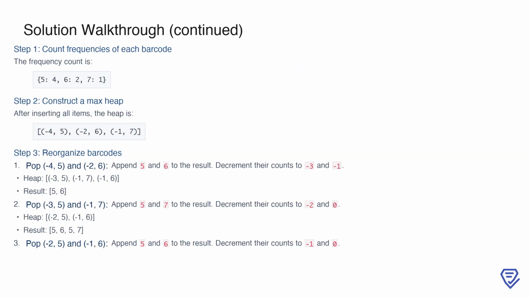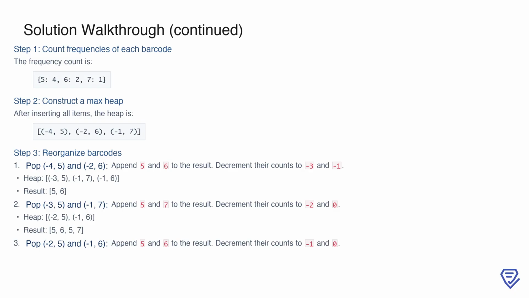For the third example, the input barcodes are 5, 5, 5, 5, 6, 6, 7. Counting the frequencies gives us 5 appearing 4 times, 6 appearing 2 times, and 7 appearing once. Using these frequencies, we construct the max heap, which contains (-4, 5), (-2, 6), and (-1, 7). To reorganize the barcodes, we begin by popping (-4, 5) and (-2, 6), corresponding to barcodes 5 and 6. These are appended to the result array, and their counts are decremented to -3 and -1.